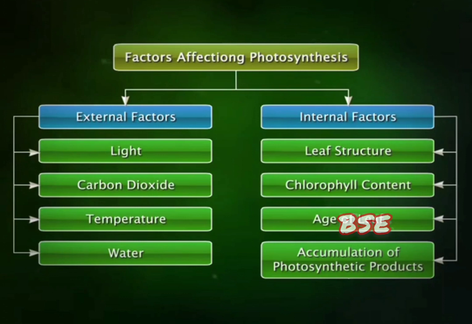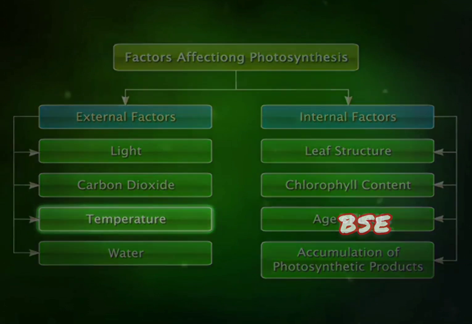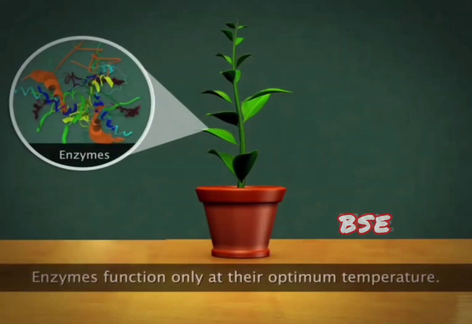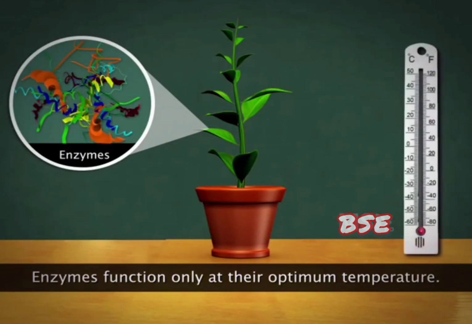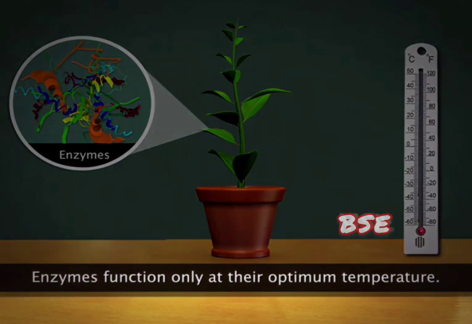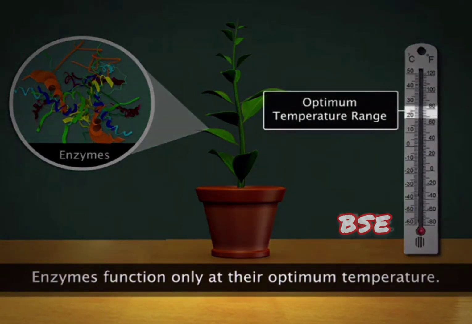Another external factor affecting photosynthesis is temperature. Enzymatic reactions are affected by changes in temperature. Enzymes require an optimum temperature for their functioning, beyond which they will denature. Optimum temperature for photosynthesis lies in the range of 20 to 35 degrees centigrade.